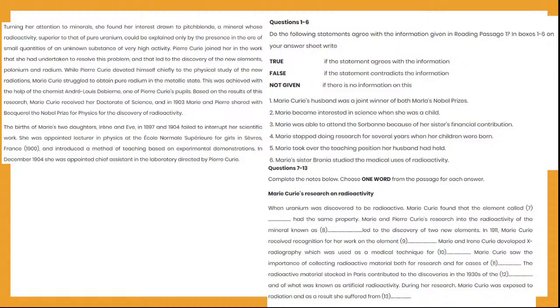Based on the results of this research, Marie Curie received her doctorate of science. And in 1903, Marie and Pierre Curie shared with Becquerel the Nobel Prize for Physics for the discovery of radioactivity. That was a big paragraph.